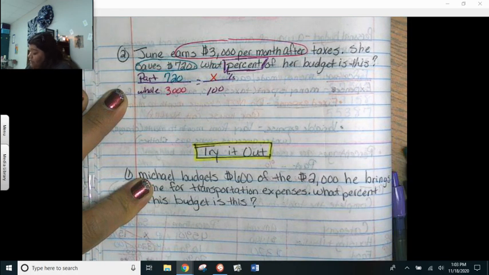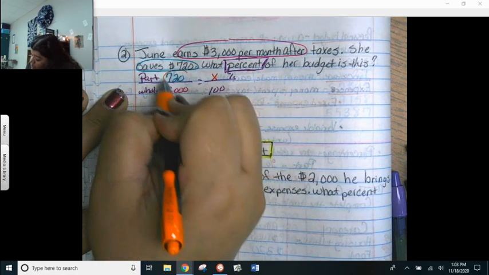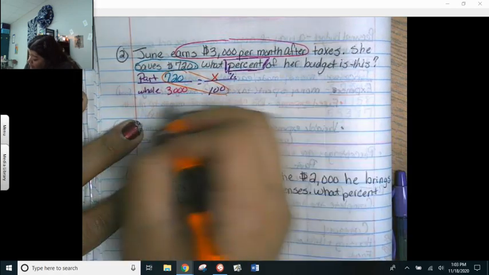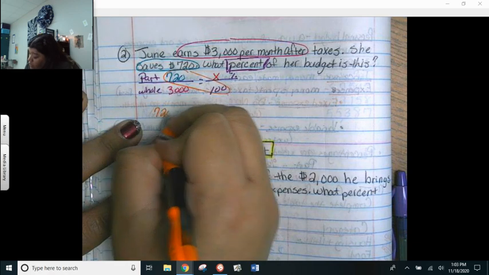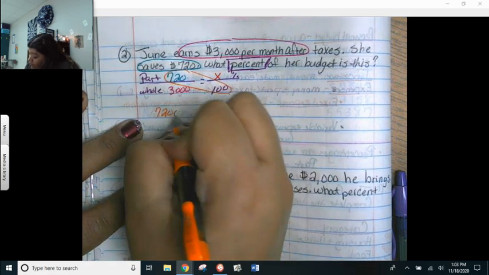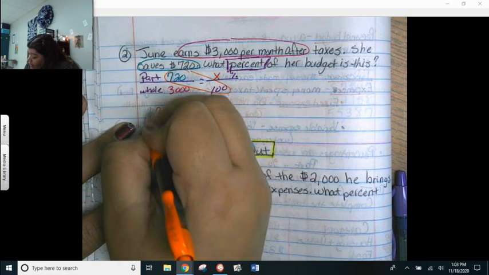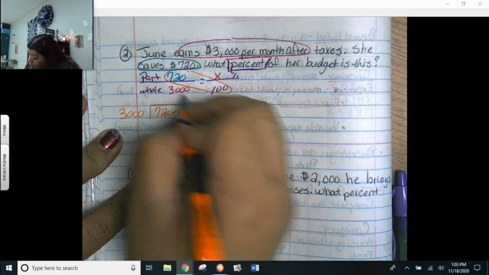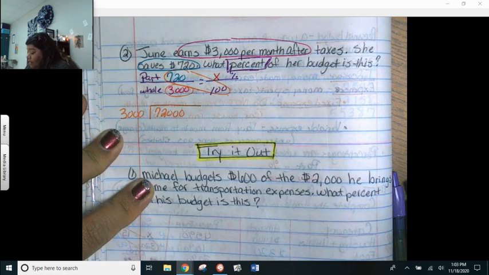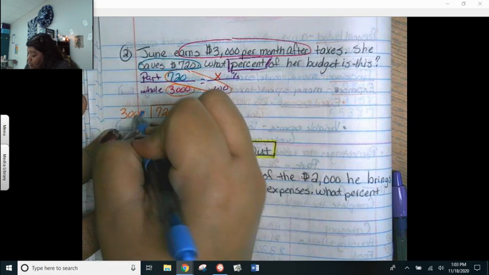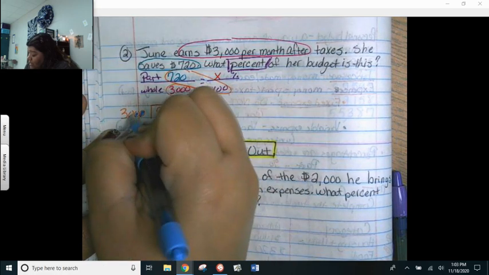So we're going to solve these just like we did before. We're going to cross multiply. So if you remember the shortcut, it's just going to be 720 because you just do 720 times 1 and then add those 2 extra zeros. And we're going to divide that by 3,000, divided by the number that's left. So zeros galore, 1, 2, 3.